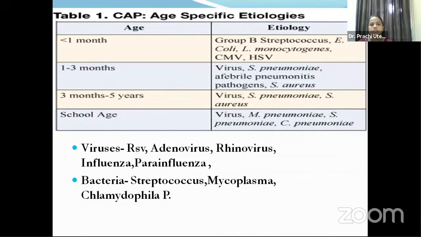And bacteria, mostly the pneumococcal bacteria, which is about 90% more responsible for the lobar pneumonias in children. But along with this, as I said, streptococcus, mycoplasma, and chlamydia are also responsible.